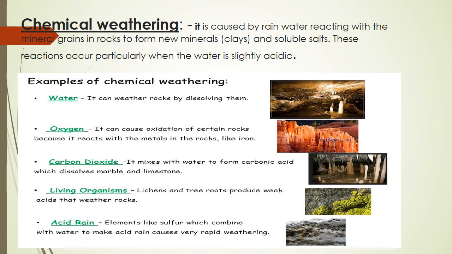Elements like sulfur, which combine with water to make acid rain, cause very rapid weathering. So there are large amounts of pollutants, that is sulfur dioxide, nitrogen dioxide, carbon dioxide, all these materials get mixed up with water and form different acids, which may change into acid rain.